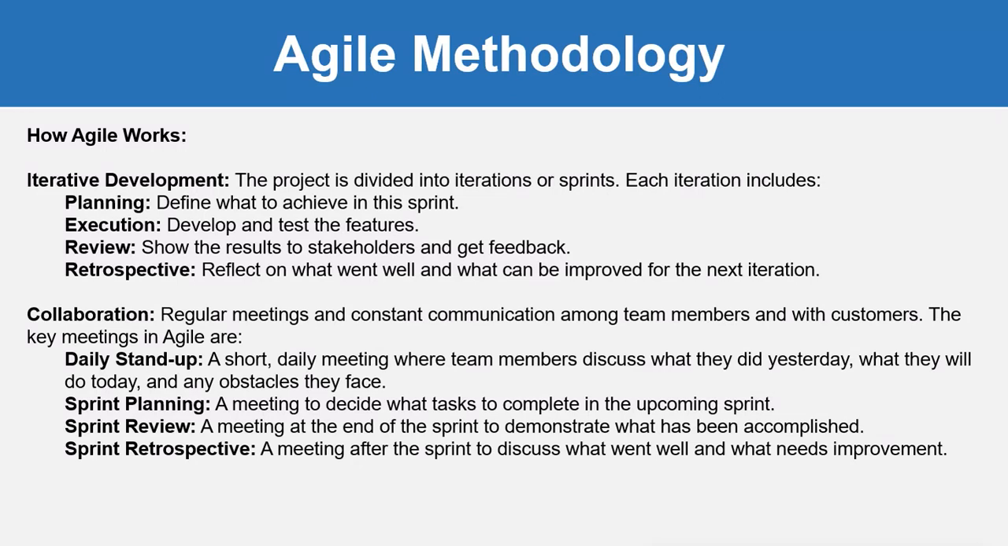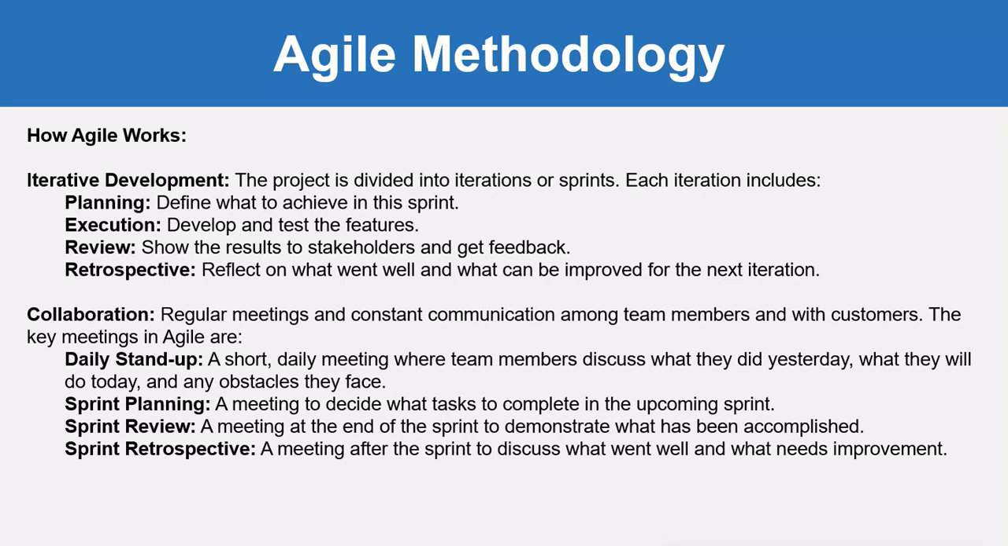That means we divide the work into smaller iterations and sprints, and each iteration or sprint includes planning. That means defining what to achieve in the sprint. Execution means developing and testing the features, and review means showing the results to the stakeholders and customers and getting their feedback. And then retrospective means that we discuss what went well and what could be improved in the next iteration. So what is positive we should continue, and what is negative we should discontinue or try to avoid. Then collaboration means regular meetings and constant communication among team members and with customers.